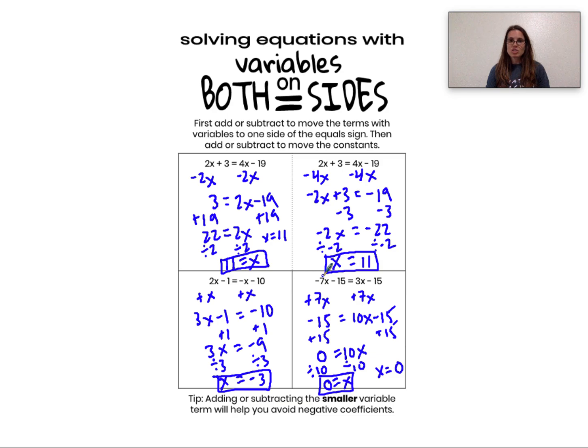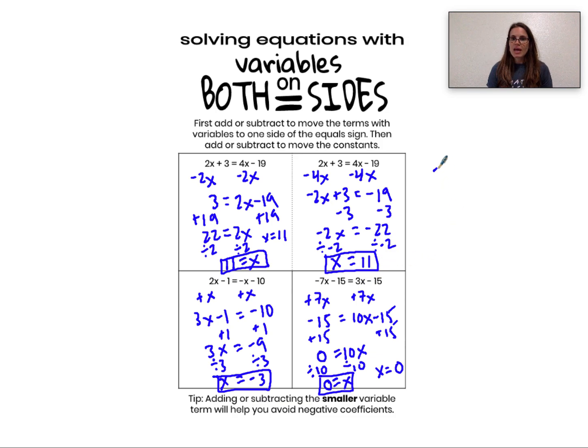We can see when we check that this is true. Negative 7 times 0 is 0. So on the left-hand side, we have 0 minus 15, which is negative 15. On the right-hand side, 3 times 0 is 0, and 0 minus 15 also gives me negative 15 on the right-hand side.